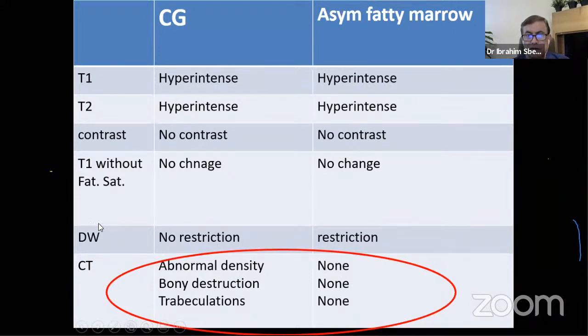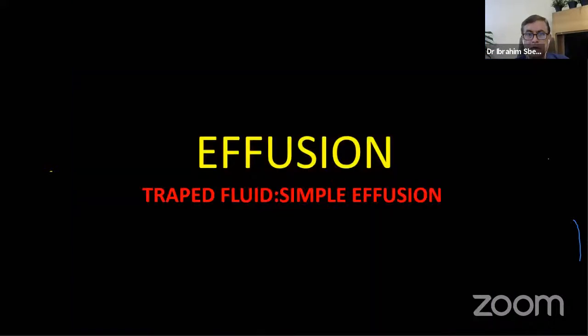If you do the CT, there are no abnormal density changes in the asymmetrical fat and bone marrow. And there's no bony destruction in the asymmetrical bone marrow. And there is no trabeculation in the fatty marrow. So you can, as a neurosurgeon, not as a radiologist only, but as a neurosurgeon, tell the difference and save your patient from unnecessary operation that can end in a very bad way.